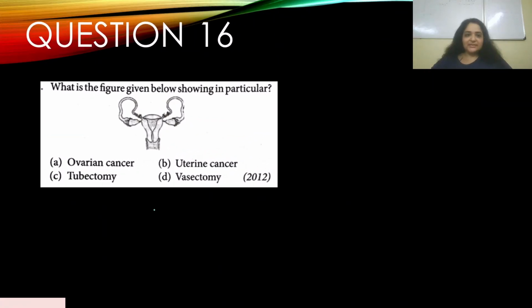Okay, question number 16. What is the figure given below showing in particular? It appeared in 2012 and I've already shown a figure. This is taken from NCERT clearly. And what do you see here? You see a pair of ovaries, you see a uterus. So this is the female reproductive system, and this long tube over here is the fallopian tube. So what is happening? Tubectomy is happening. Okay, so the answer is C. Tubectomy has happened here.